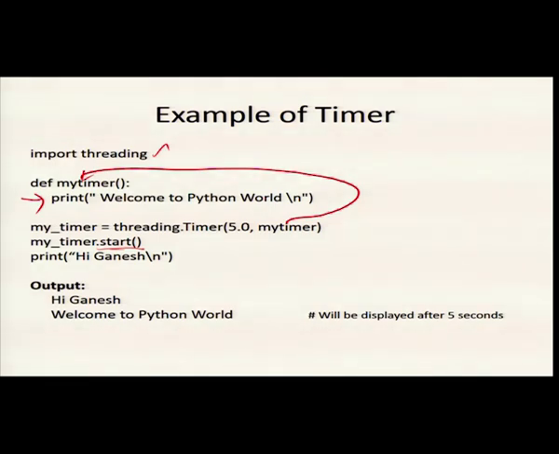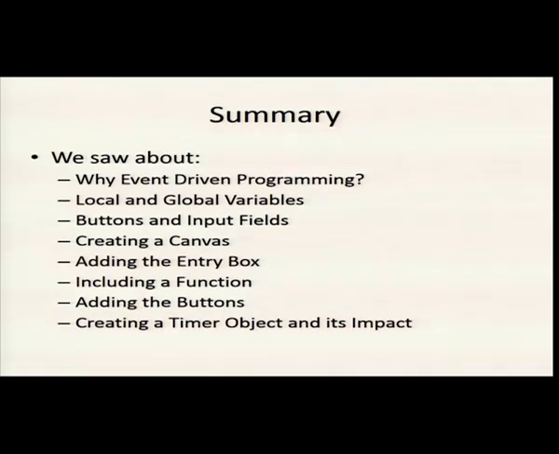Now when you execute it, here welcome to Python world was kept before hi Ganesh, but in the output hi Ganesh will be printed first, then after a delay of 5 seconds welcome to Python world will get printed. So hi Ganesh, welcome to Python world will get printed, and that is the speciality, that is an example of this timer.